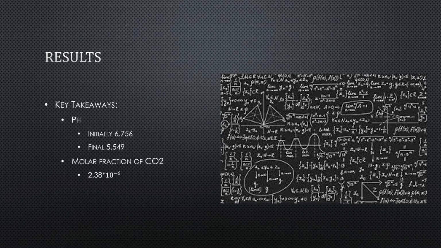The key empirical data to take away from the experiment are the changes to the pH and changes in carbon dioxide levels in the water. For pH, the water was initially 6.756, and after just 4 minutes of carbon dioxide exposure, it decreased to 5.549. Over the same 4 minutes, the mole fraction of carbon dioxide rose to 2.38 times 10 to the negative sixth.